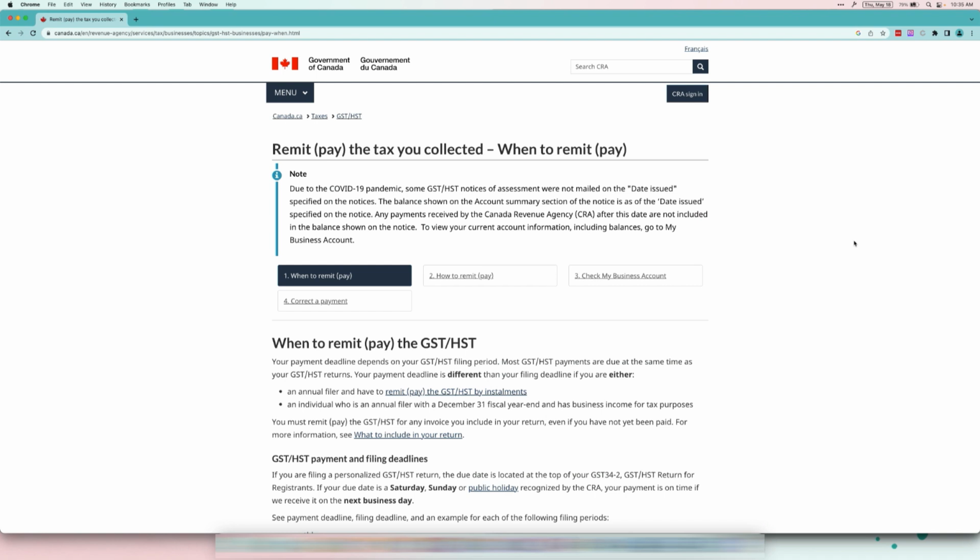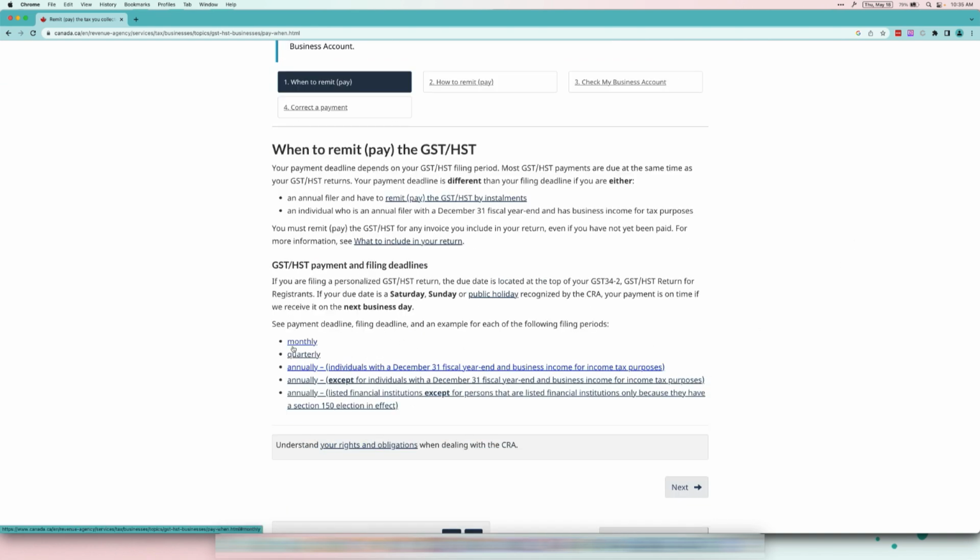Today we are going to be talking about when the GST payments are due. Now, the GST payment is due on the same day the filing is also due. So there is no one date throughout the year that GST payments are due, unlike personal income taxes. The payments are due depending on your GST schedule. If you're a monthly remitter, quarterly remitter, or annual remitter, all of these will have different due dates.